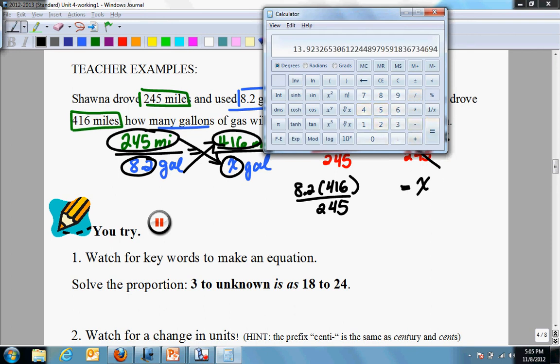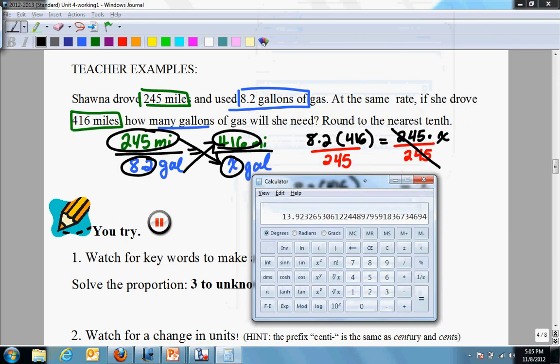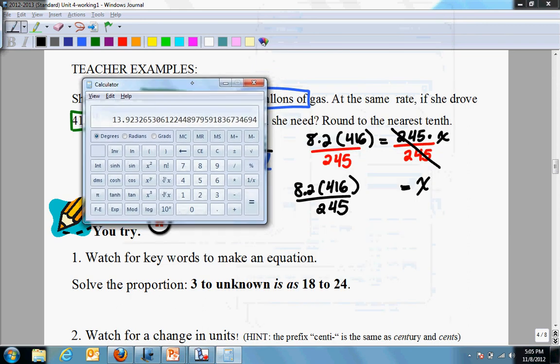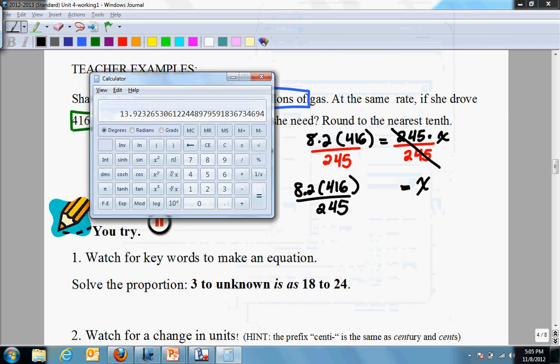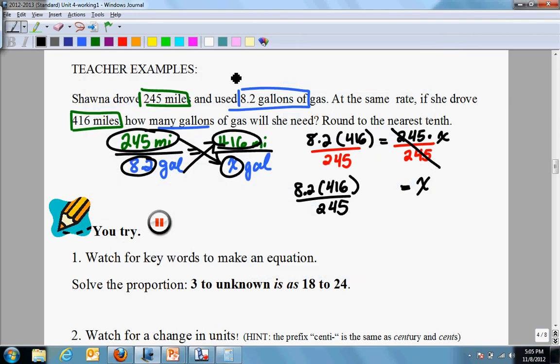Now make sure you check your instructions. Our instruction says round to the nearest tenth. So tenth would be the first decimal place, which is 13.9. So she utilized approximately 13.9 gallons.